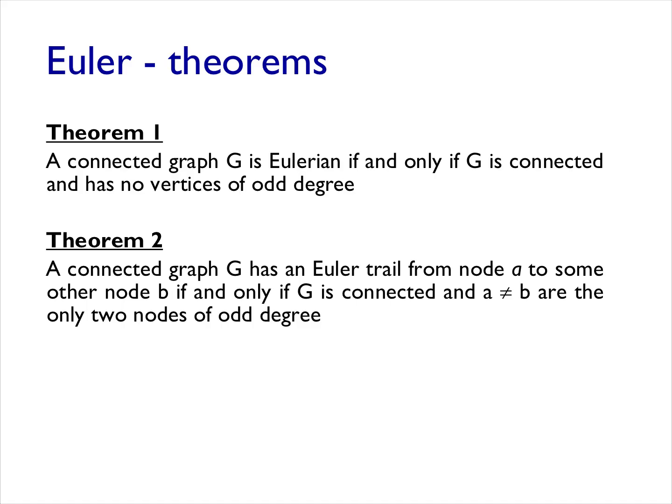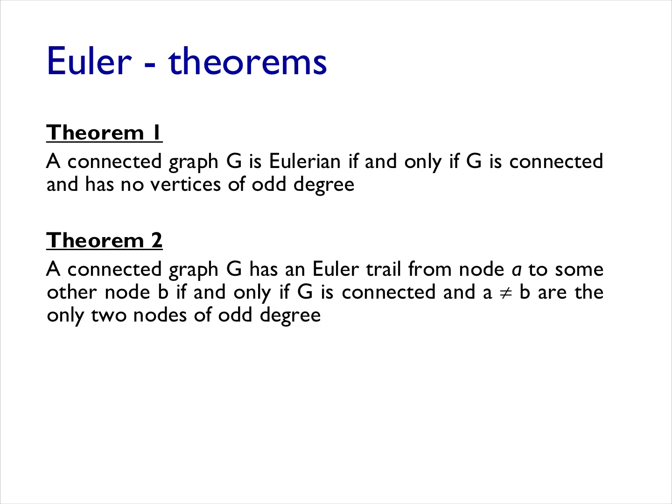So the conditions here say that this theorem is only applied to connected graphs, and it says that if the graph is connected and all the vertices of the graph are of even degree, then definitely this graph has an Euler circle in it. What's the meaning of if and only if?